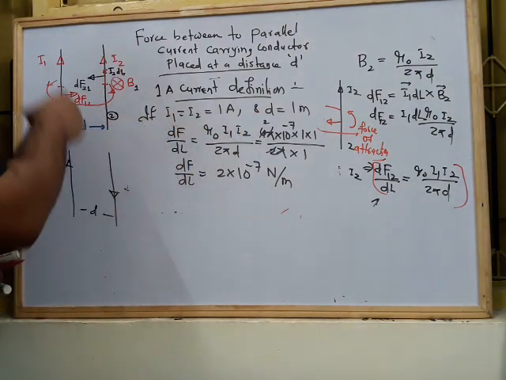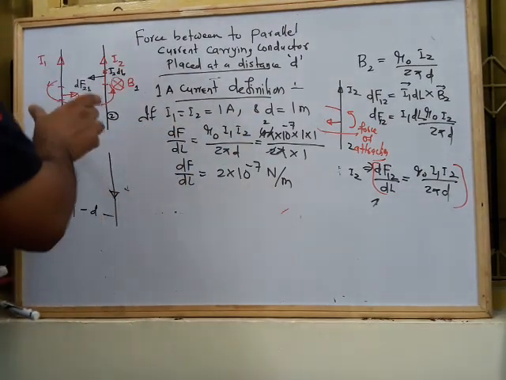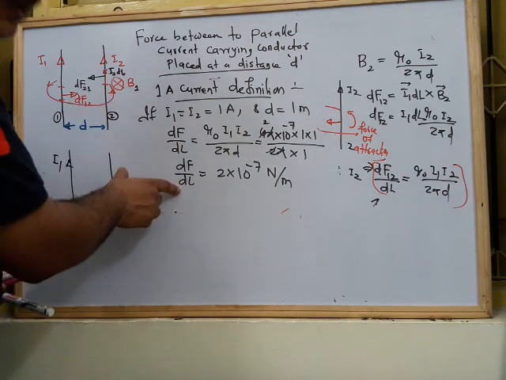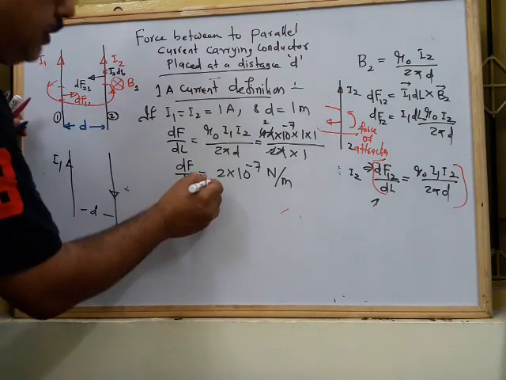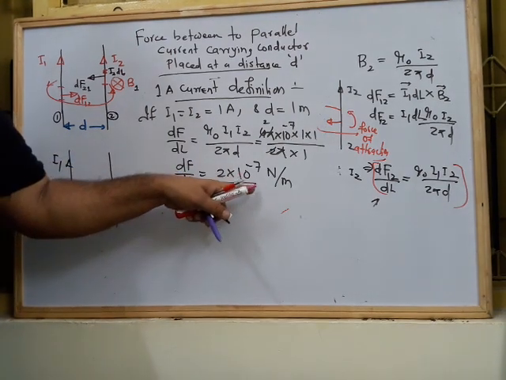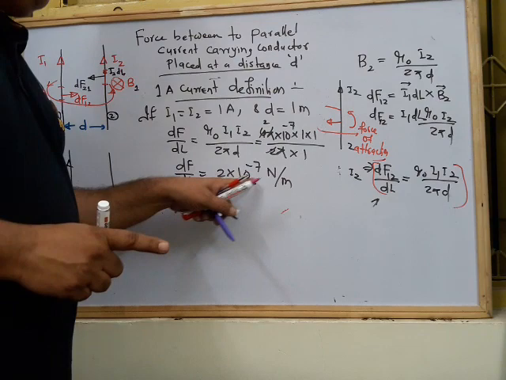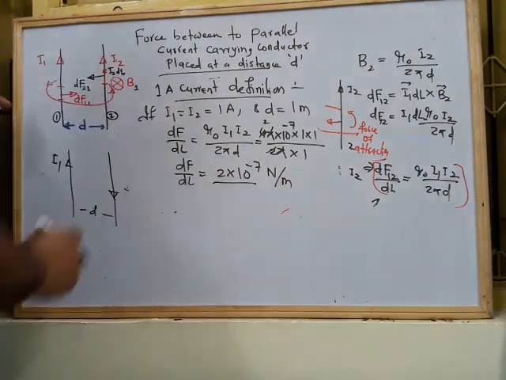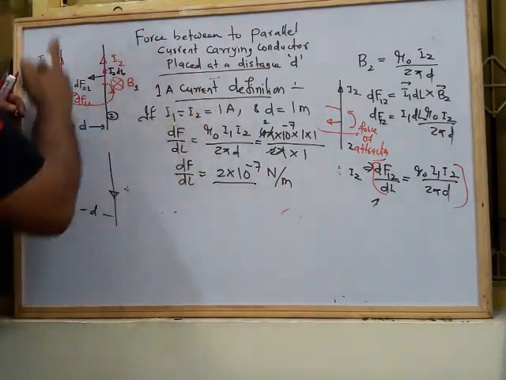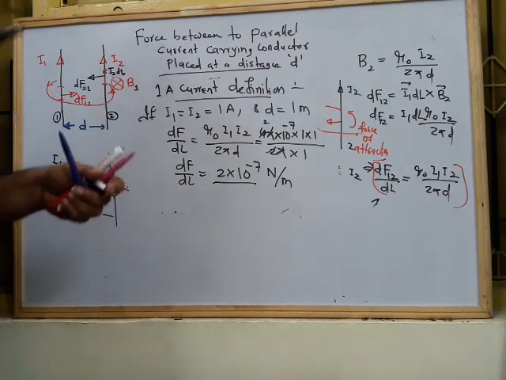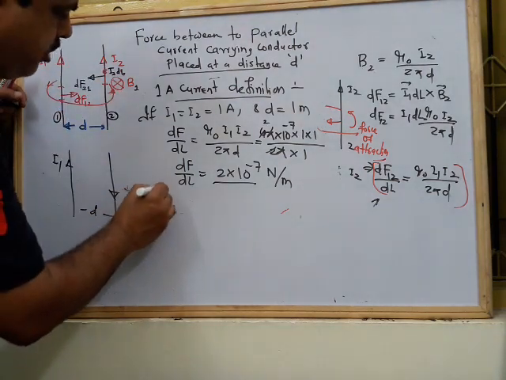1 ampere current flowing in two wires means the force on the two wires per unit length. The force per unit length is how much? It is 2 into 10 to the power -7 Newton per meter. So if the force is 2 into 10 to the power -7 Newton per meter existing between the two wires, then definitely the current that is flowing in the wire is 1 ampere. So what happens?